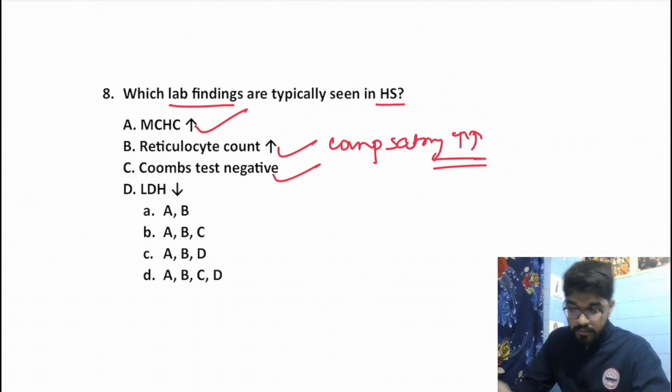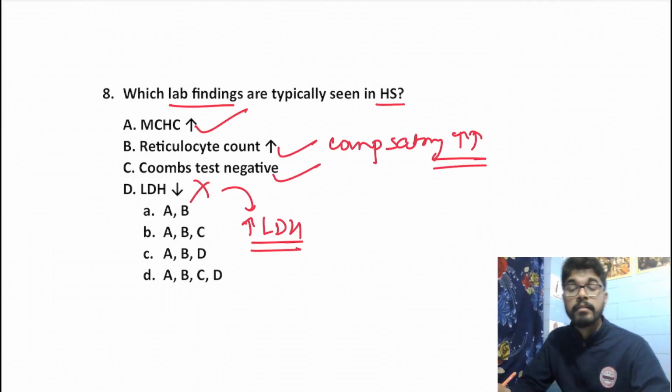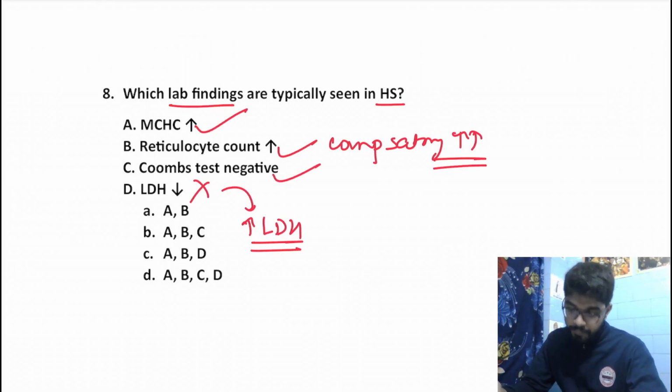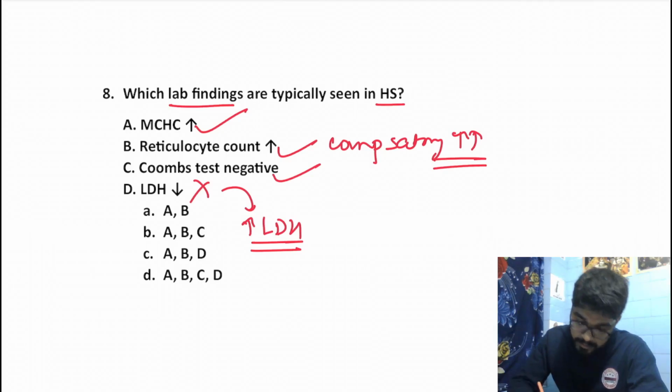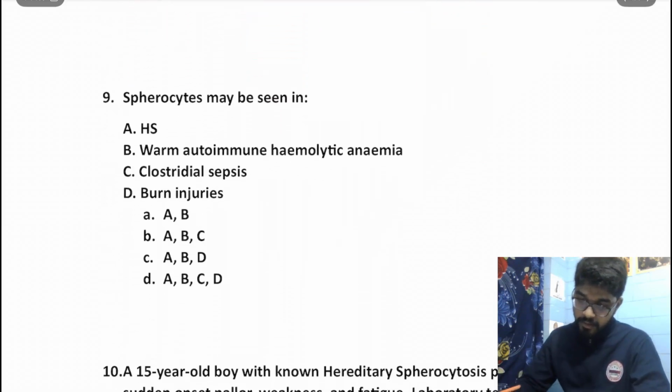Coombs test negative, that's also a true statement. LDH decreases, no, that's a false statement. Over here there is an increase in LDH because there is cellular rupture, there is hemolysis. Whenever there is hemolysis, LDH being an intracellular content will be released into your plasma. So over here the answer should be A, B and C. Again a multiple answer question. Okay. Moving on to the next question.